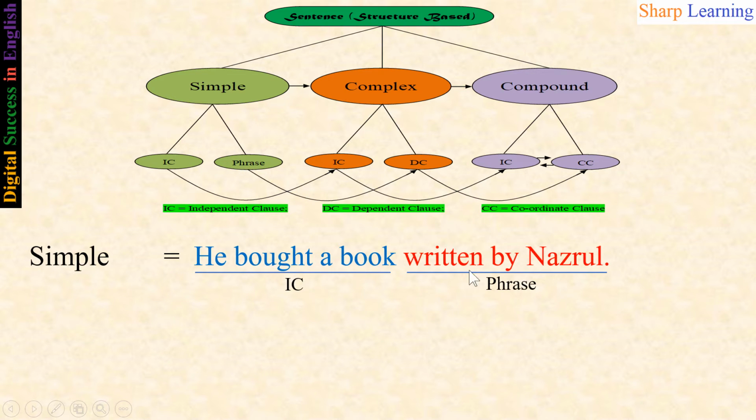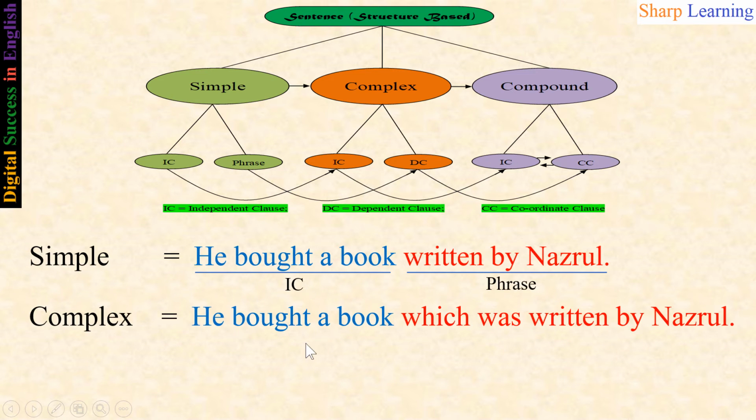So definitely it is a simple sentence, because we have already understood the criteria of a simple sentence: there will be an IC and there may be a phrase. In this sentence we have an IC and a phrase. That means it is a simple sentence. Now we are going to transfer this simple sentence into a complex sentence. What can we do? Just transfer the phrase into a DC. This IC will remain IC and the phrase will be DC. Then it will be a complex sentence.